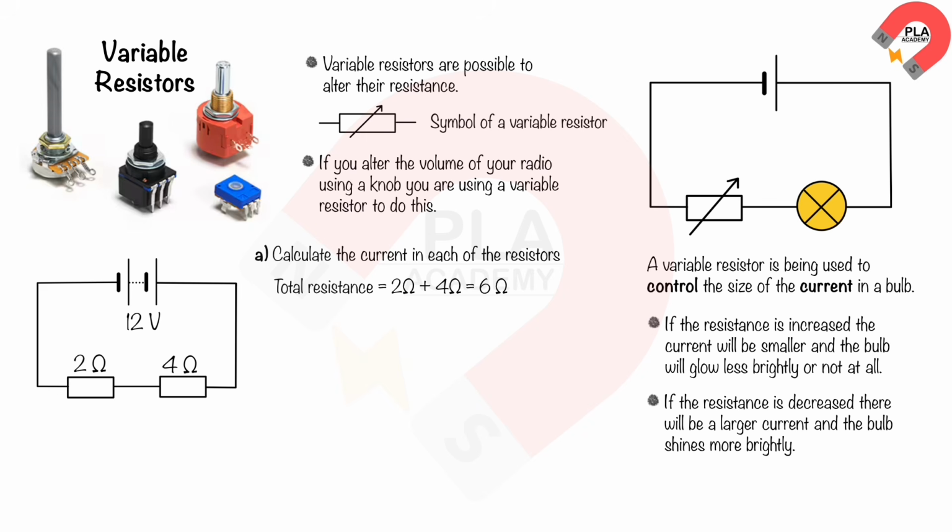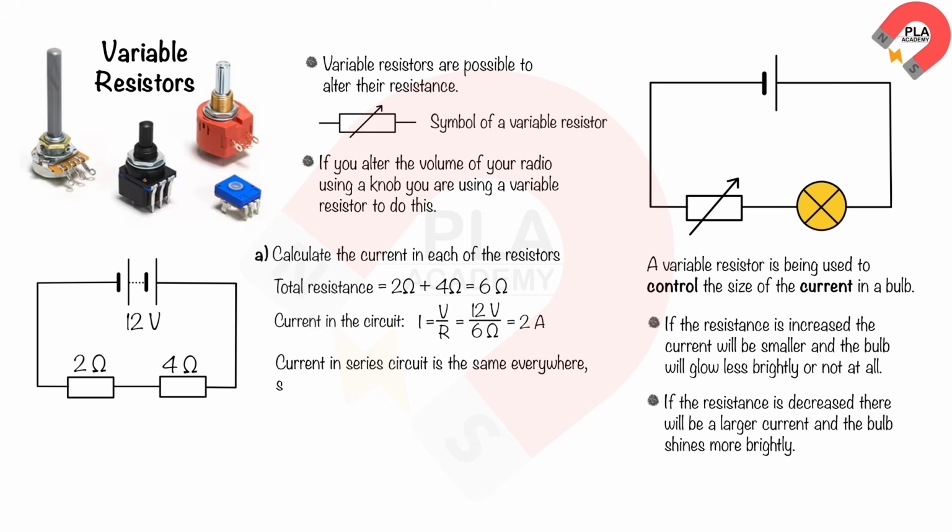Voltage across both resistors is 12 volts. So, the current in the circuit is V divided by total resistance, R, which is 12 volts divided by 6 ohms, it is equal to 2 amperes. The current in a series circuit is the same everywhere. So the current in both resistors is 2 amperes.